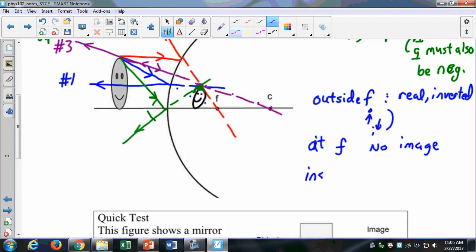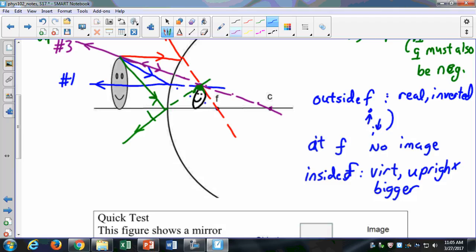And if I'm inside the focal point, I get a virtual upright. All upright images for mirrors are virtual. A virtual upright bigger image. This is like your shaving mirror, right? That mirror that I brought in, the concave mirror, it's just like a big shaving mirror. You can't really see the spherical surface of your shaving mirror, but if you look at it closely, you can sort of. That's why you get that magnified image.